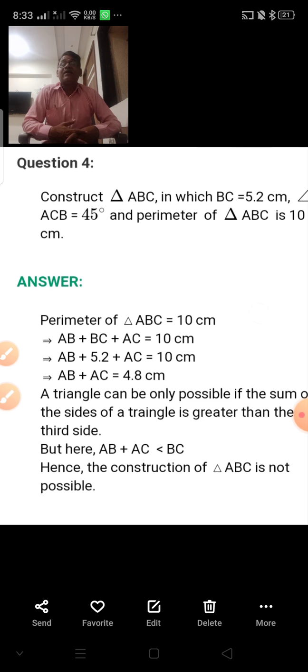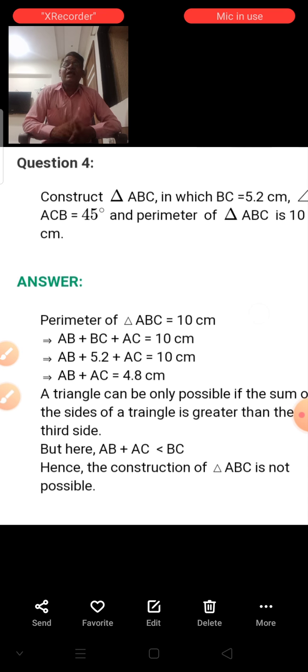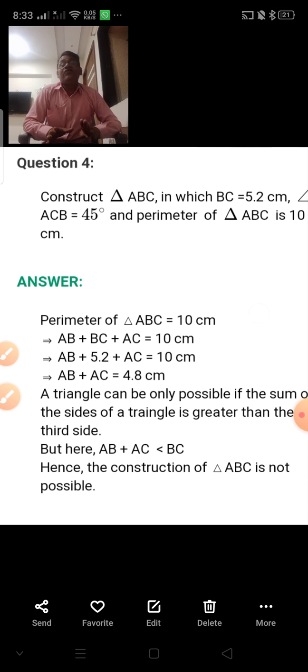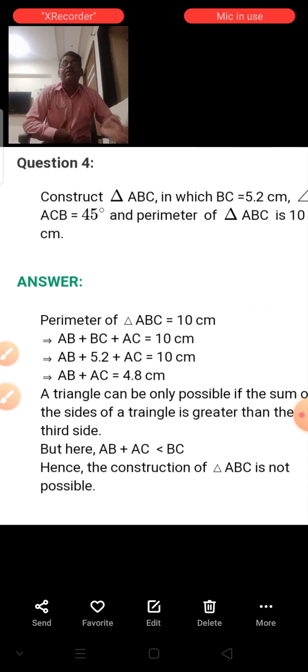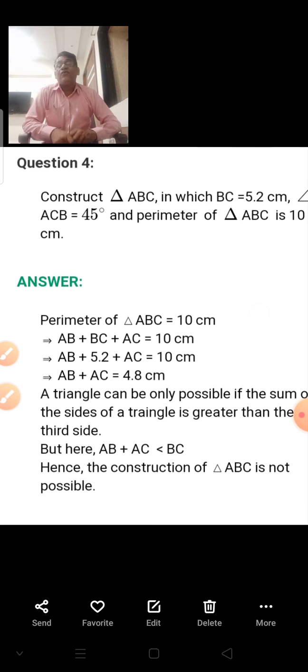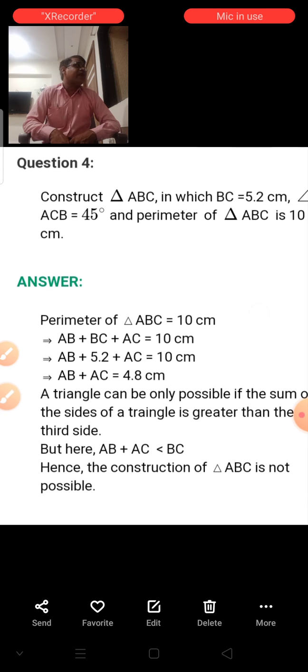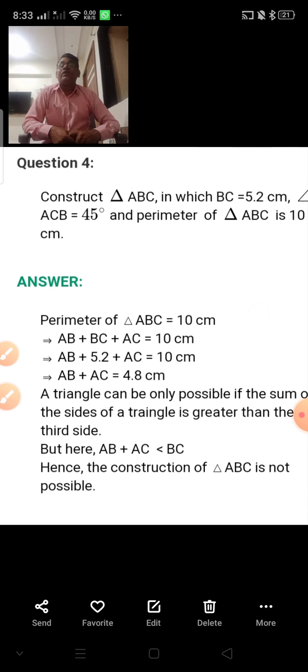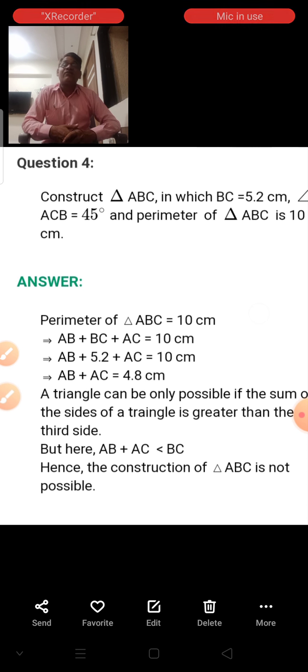Okay, we can't construct this type of triangle if the addition of any two sides of a triangle is not greater than the third side. It is 4.8 and it is not greater than 5.2. So we can't draw this type of triangle. Okay, so this is all about exercise 4.1.